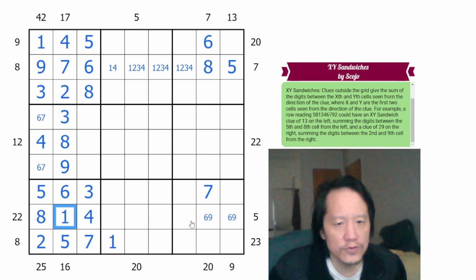Between the 8th and the 1st, it must add up to... Between the 2nd and the 5th, it must add up to 7 and 1. Between the 2nd and 8th, it must add up to 25, which is fine. Between the 1st and the 9th, it must add up to 42. This would have to be 1, but then we have a 1 and 1, which is not allowed.